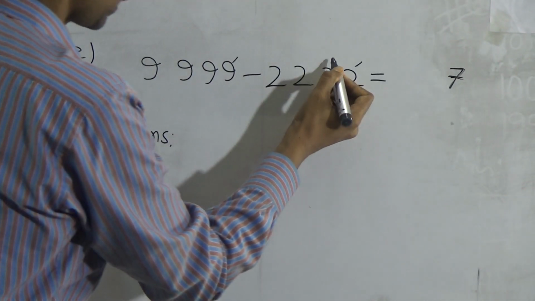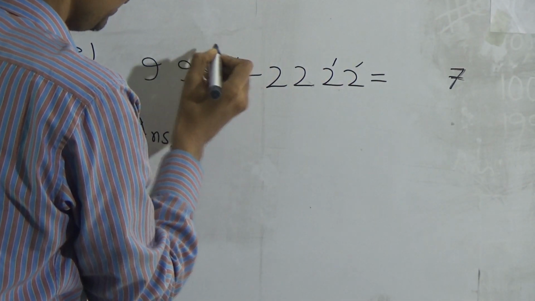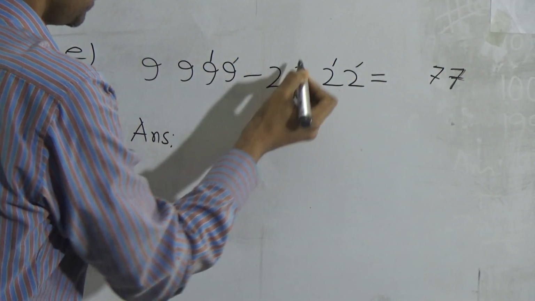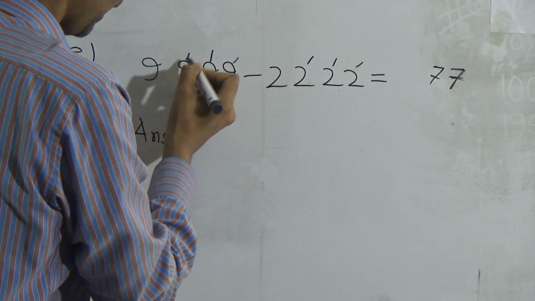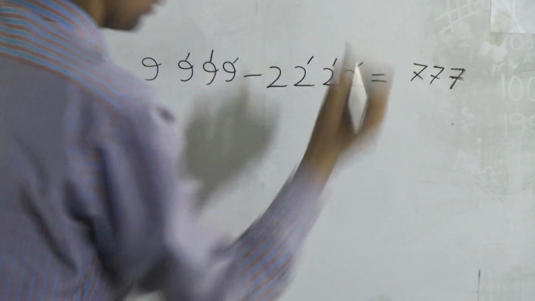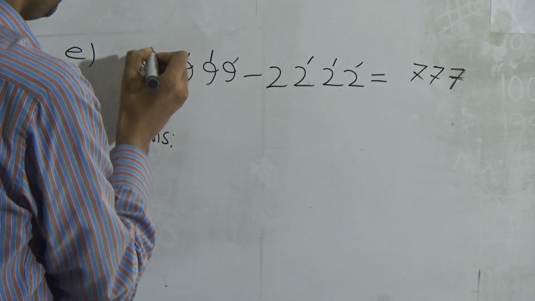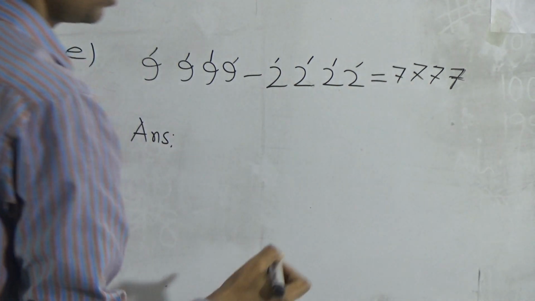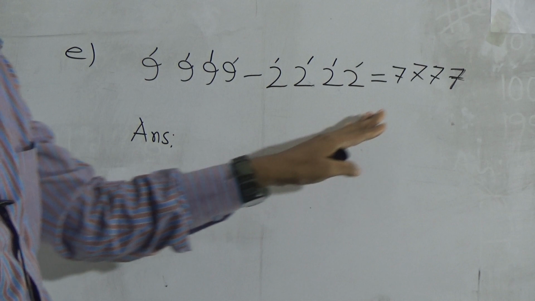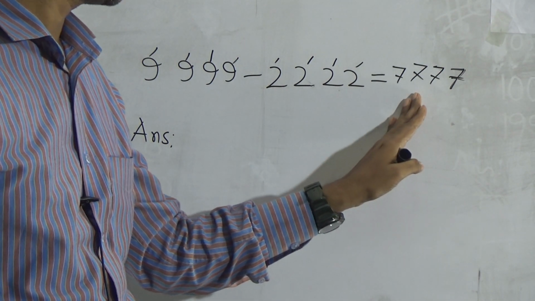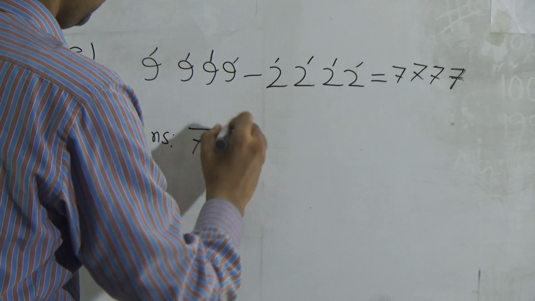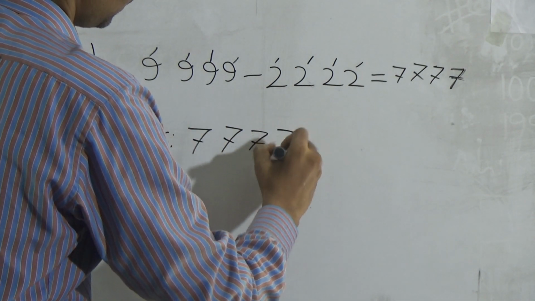Similarly, you subtract 2 from 9, then you get 7. Okay, 9 minus 2 is equal to what? 7. Okay, that means you get the result 7,777. Write the answer. 7, 7, 7. Okay.